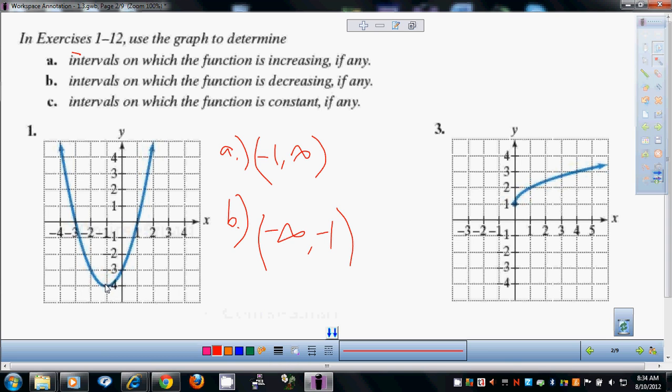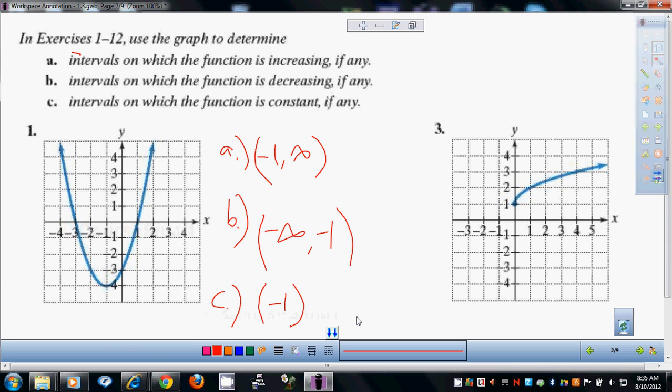Which brings us to part C, intervals on which the function is constant. There's really no interval, but what's the one point that that's happening? -1. And it's the only point. If you put that in parentheses, that'd be fine too. It's only a point anyway. But in fact, you really won't need those on any of these, so you can just use parentheses for all these. -1 is the only point where that thing is neither increasing nor decreasing and is therefore constant.